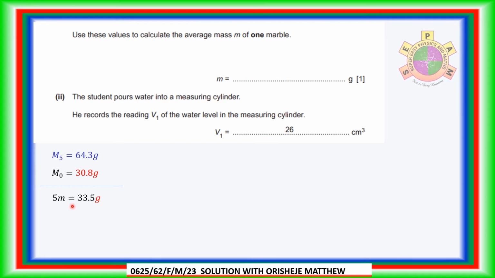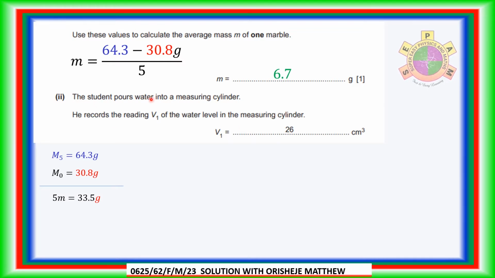So the 5 pieces of marble have a total mass of 33.5 grams. To know the mass of one marble, divide this value by 5. That gives 6.7 grams. The unit is already written.